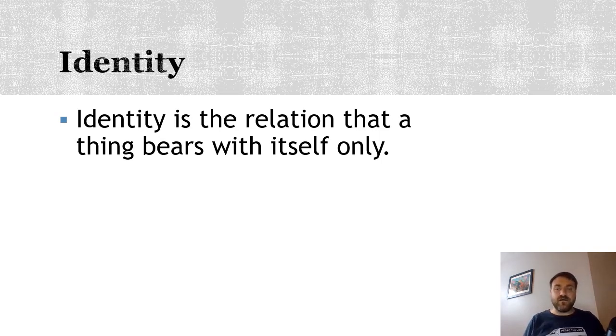A rough and ready definition of identity is the relation that a thing bears with itself only. So there's exactly one thing in the world that is identical to me, and that's me. There's exactly one thing identical with my phone. It's my phone. There is one thing and one thing only identical with my mouse, and it's that mouse. Again, it's the relation that something bears with itself only. So when we say something is identical to something else, we mean it's the same thing, even if we might have more than one name for it.